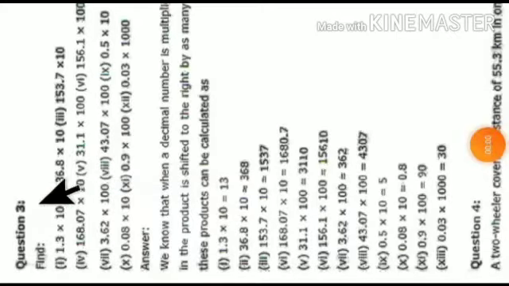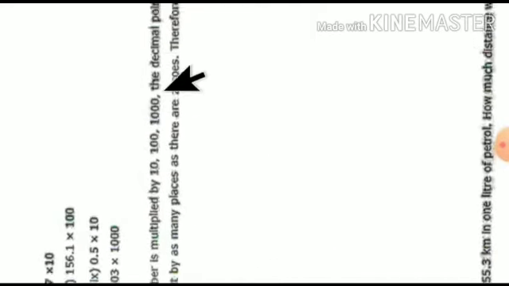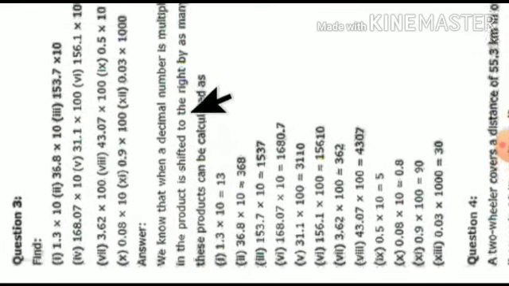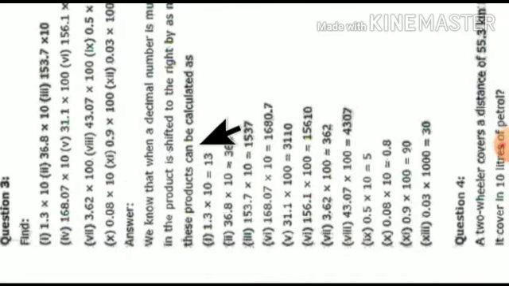5.7 into 3 equal to 17.1 cm square. Question number 3. Find. Here the decimal numbers are given in multiplication with 10, 100 and even 1000. So we know that when a decimal number is multiplied by 10, 100, 1000, the decimal point in the product is shifted to the right by as many places as there are zeros. Therefore, this product can be calculated as.